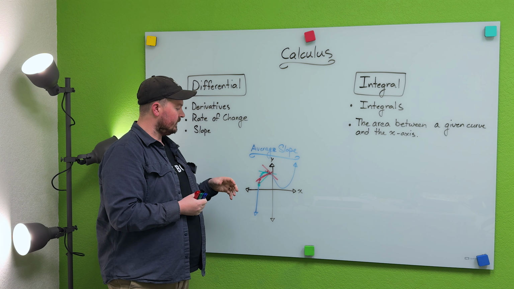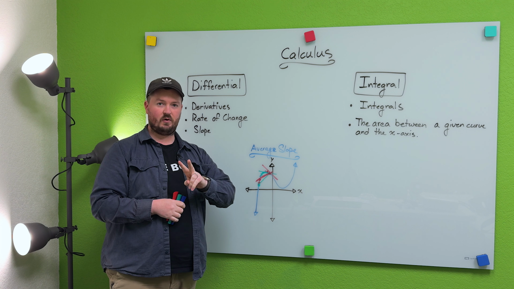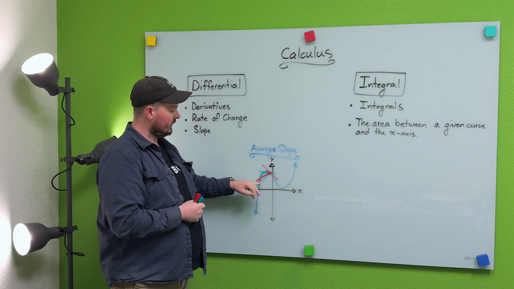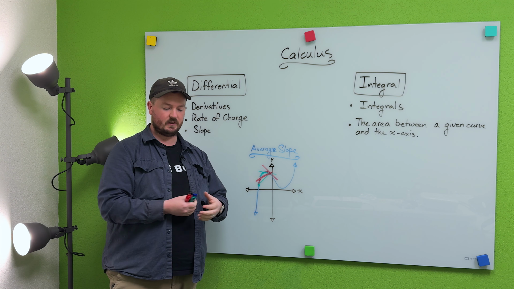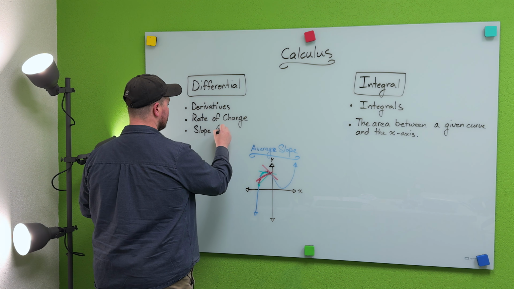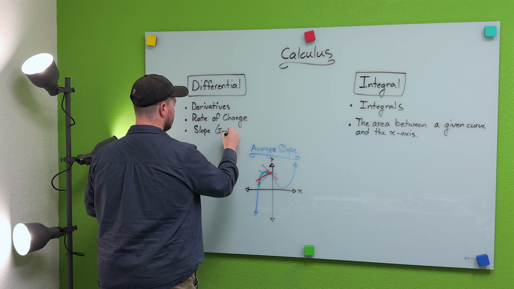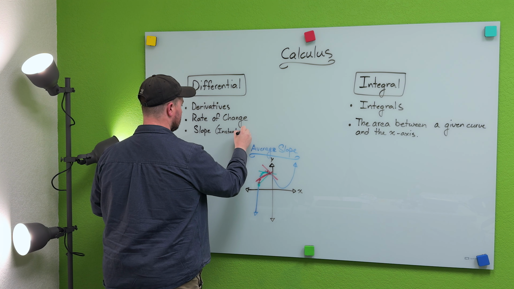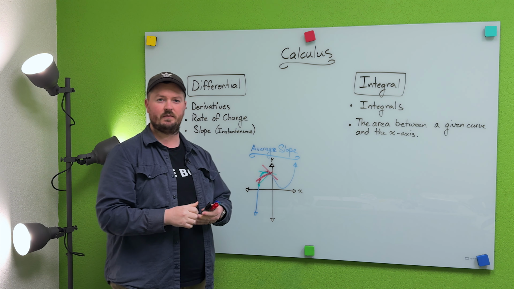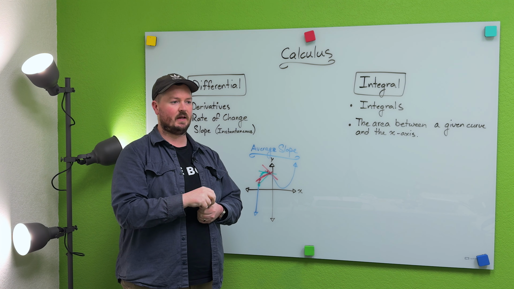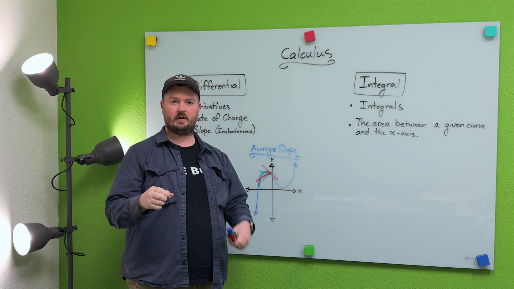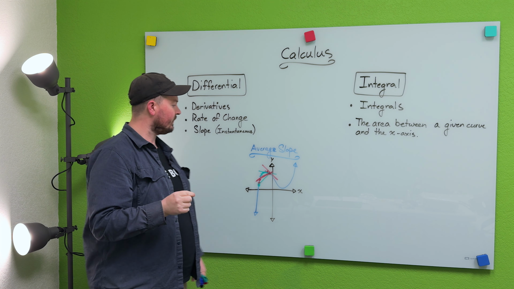So average slope has 2 points. It tells you the exact slope you need to get from the first point to the second point. But calculus focuses on something called instantaneous slope. And instantaneous, where have you heard instantaneous? Think back, like, come here right this instant. That means come here right now, or over a very small period of time.